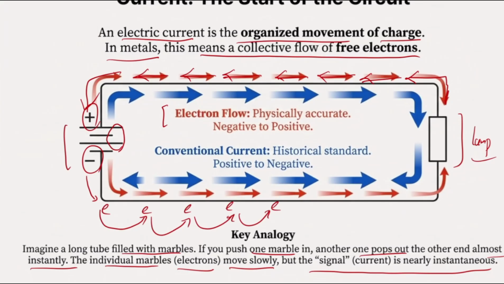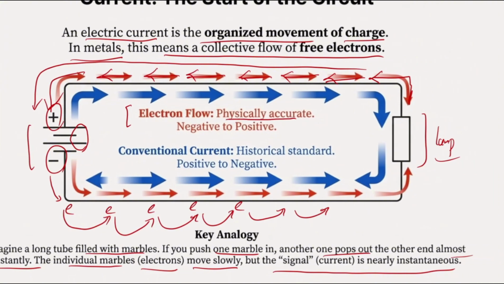Right now we have agreed on two concepts. Electrons don't like the negative side, because they see the negative and they're going to repel each other. On the other hand, electrons can move from one atom to another. So electrons would move like this till the end. You see this red arrow, it should be like this. The red arrow means that this is the electron flow. This one is physically accurate, negative to positive.